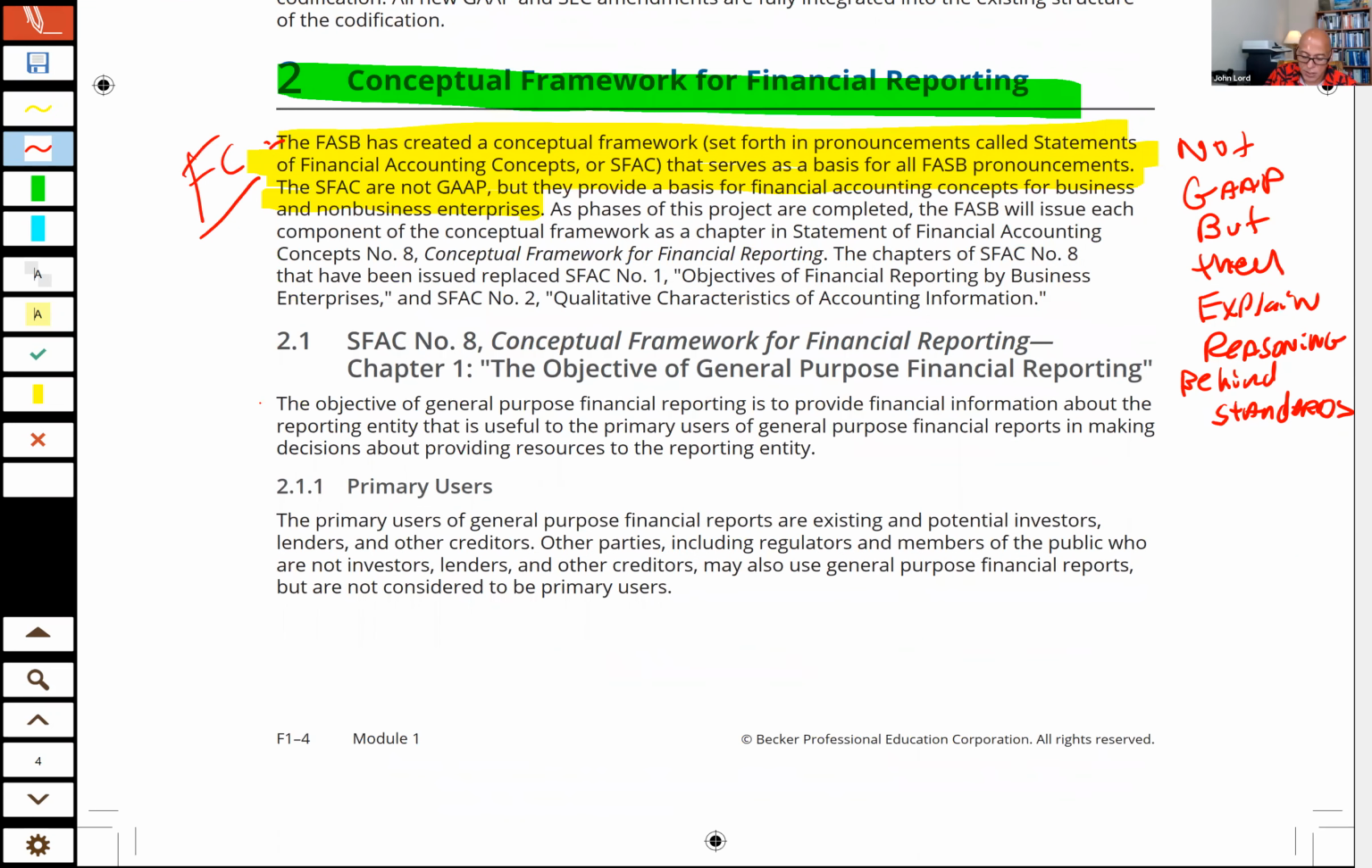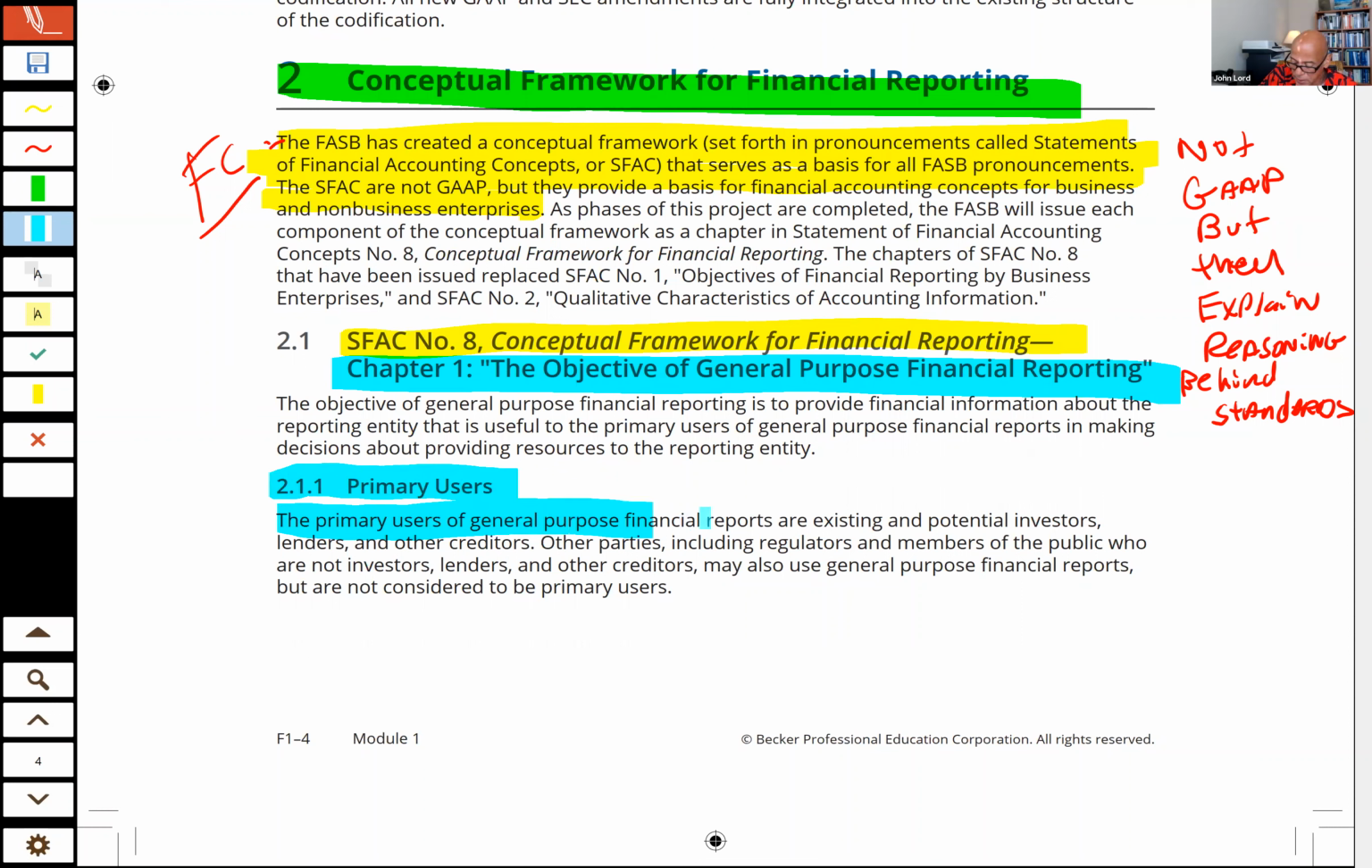Okay, so when we look at the concept statements, basically the latest one is sort of the omnibus one. I don't know if it's the latest, but the omnibus one is statement number 8. Okay, so we're going to really focus on statement 8, and we're going to look at various chapters of statement 8. And when we look at statement 8, the FASB tells us that we are preparing financial statements for primary users. Our primary users are investors and creditors.